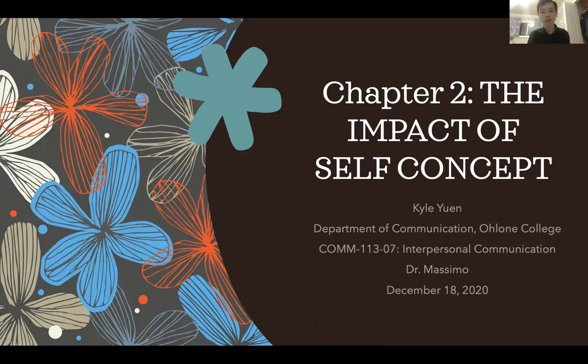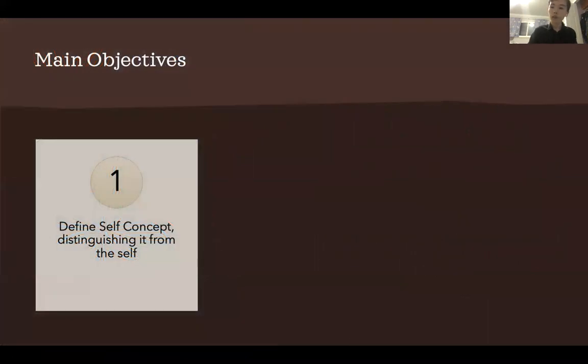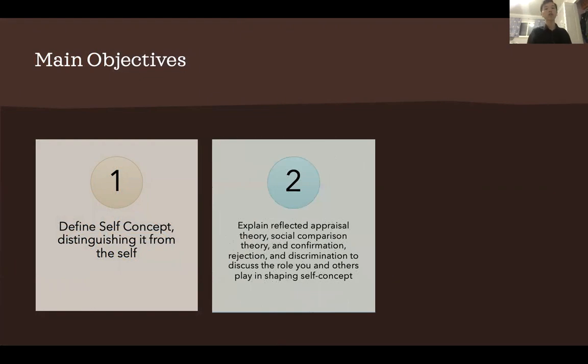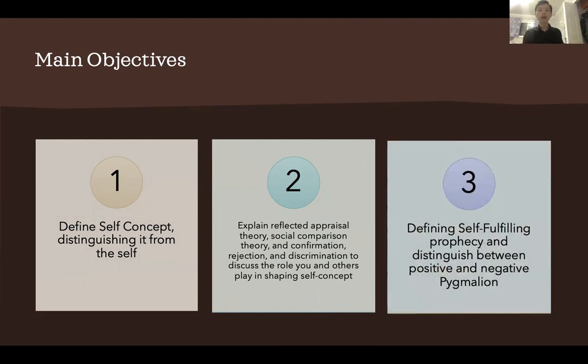impact of self-concept. So there are 6 objectives of this chapter, which are 1, defining self-concept, distinguishing it from the self, 2, explaining what the reflected appraisal theory, social comparison theory, confirmation, rejection, discrimination, and how they relate to shaping self-concept. 3 is defining self-fulfilling prophecy and distinguish between positive and negative pygmalion.